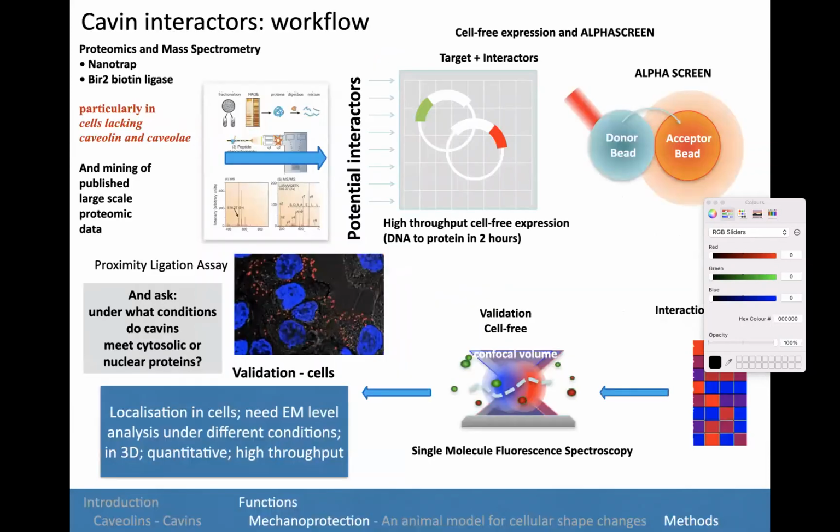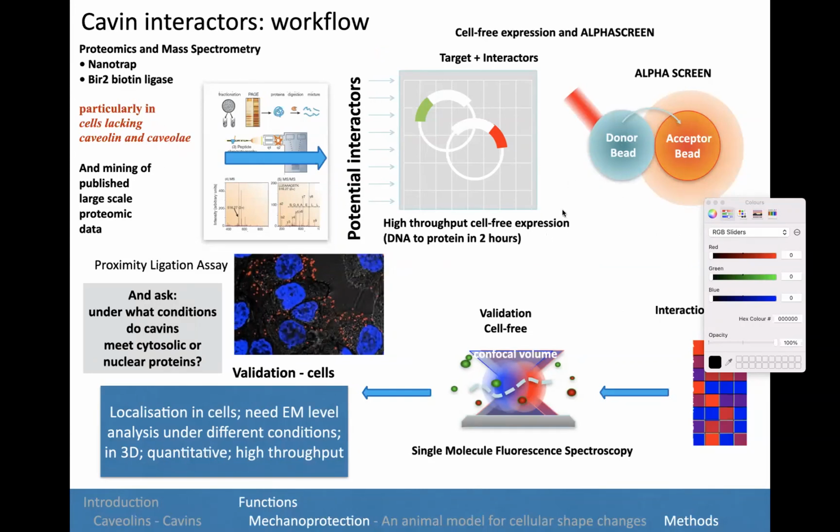So to do this, we carried out a proteomic analysis using biotin ligase, using nanotrap, and particularly we expressed cavins in cells that lacked caveolae because we wanted to see what these potential partners would be inside the cell, not just at the surface, but inside the cell when they're released from caveolae. And we could then identify a range of potential interactors using these methods.